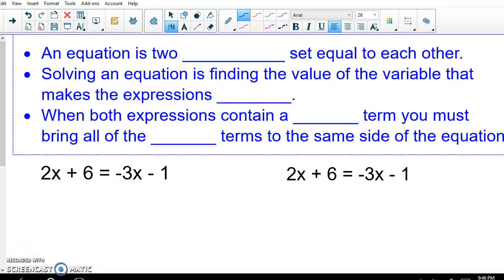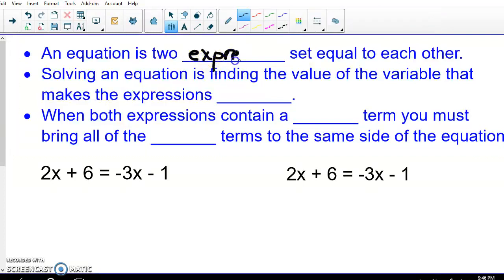All right, eighth grade, we are talking today about solving equations with variables on both sides. So let's do a little vocab review real fast. An equation is two blank set equal to each other. So picture what you see on either side of the equal sign. On each side, we would see two different expressions. So an equation is two different expressions that are set equal to each other.